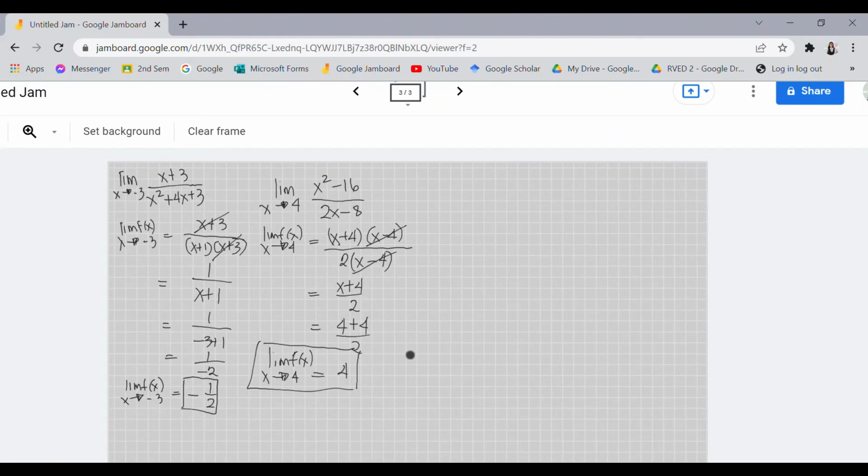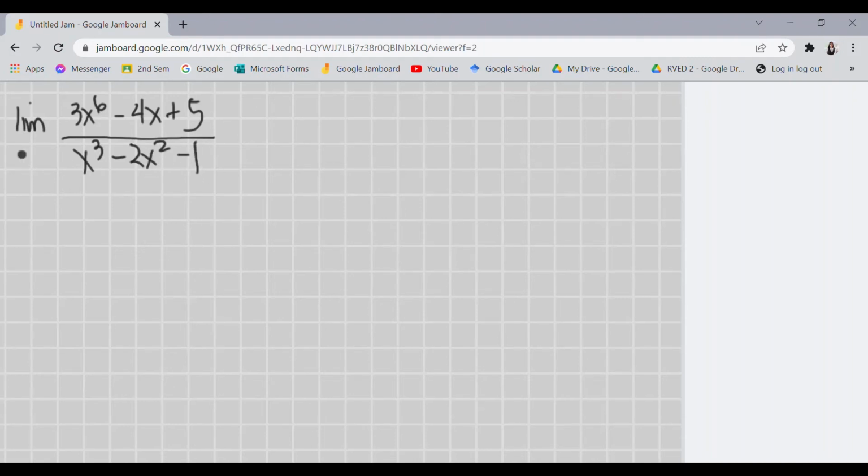Okay? Next to that, how about if we are to solve limit at infinity? So, ang given natin, limit of the function 3x to the 6th minus 4x plus 5 all over x cubed minus 2x squared minus 1. Of course, as x approaches negative infinity. Okay? So, makikita nyo negative infinity. First step, identify the highest exponent. Okay? Identify the highest exponent in the denominator. And then, highest exponent is 3. So, your divisor will be x cubed.